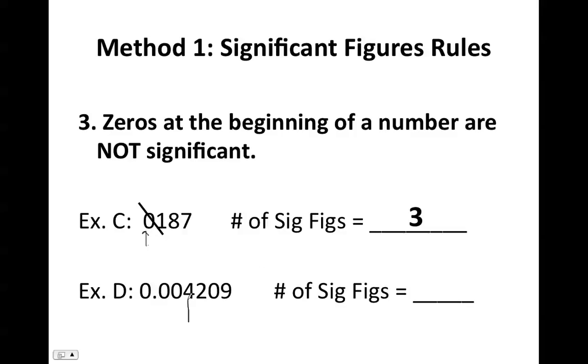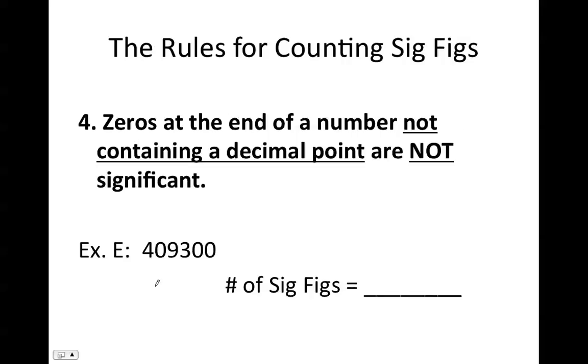Now in letter D, again, the beginning of a number does not mean where the decimal is. The beginning of a number is going to start with my first 1 through 9 number, which is a 4. So these 3 zeros are going to be considered at the beginning of a number. We're going to say they are not significant, which means I have 4 sig figs. This is a really important example if you're going to use this method, because again, we're talking about the beginning of the number as the first 1 through 9, so these zeros are not significant.